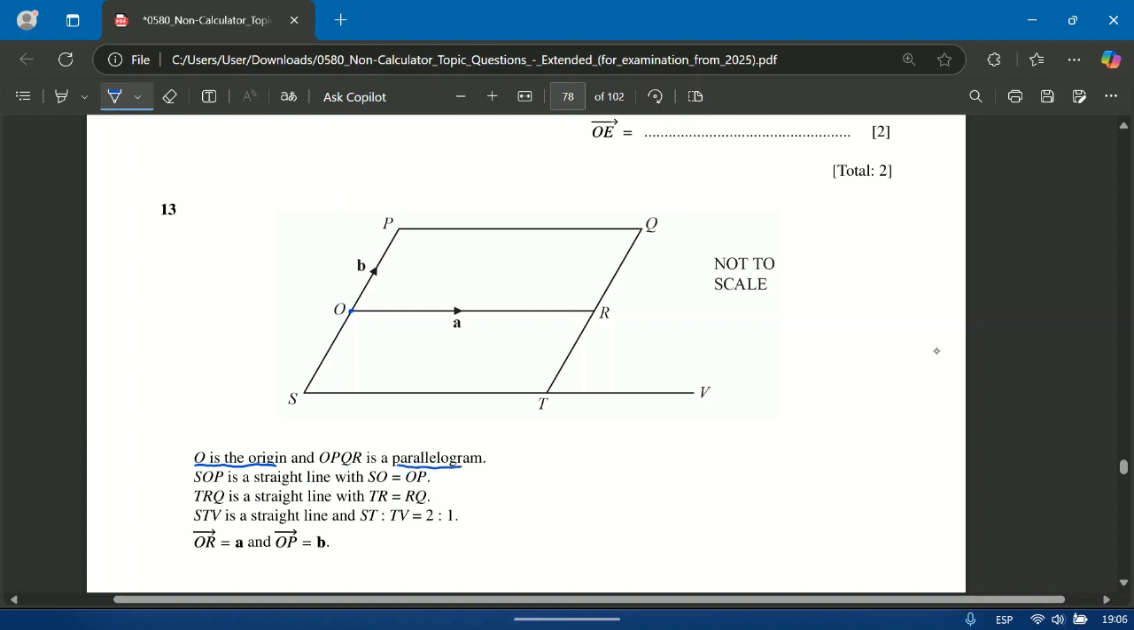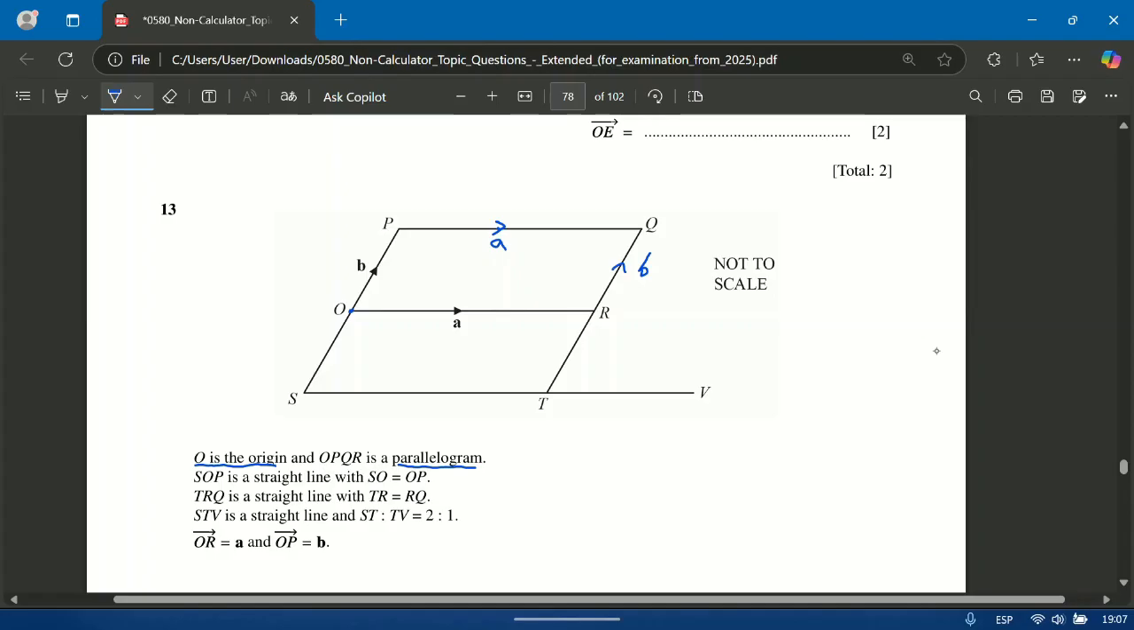Because what do we know about a parallelogram? That opposite sides are parallel and the same length. Now, vectors, if something is parallel and the same length, they are the same vector. Meaning if OR is lowercase a, PQ is also lowercase a. If OP is lowercase b, RQ is also b, because these are opposite sides of a parallelogram. They are the same vector.